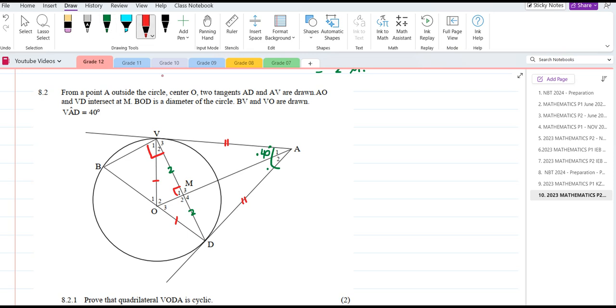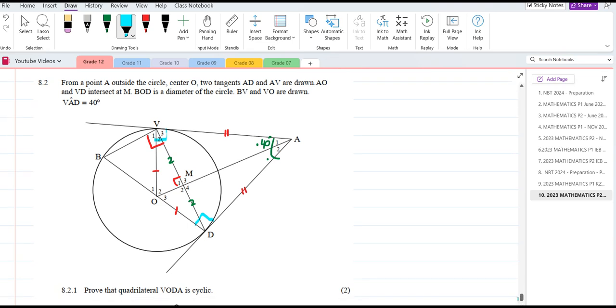Remember, there is also a radius perpendicular to tangent. So remember, this is also 90 there, and that's also 90 over here. But now since this is equal, that's kind of like congruent. So either way, we can use so many reasons. Prove that quad VODA is cyclic. Right, so we can see that this is a cyclic quad because this angle D and angle V over here, they are 90-90, and opposite angles of cyclic quad are supplementary. So VODA is cyclic. Yes, it is a cyclic quad.